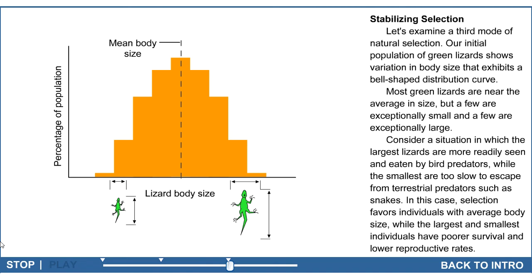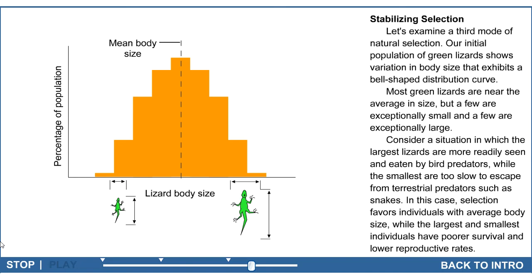Let's examine a third mode of natural selection. Our initial population of green lizards shows variation in body size that exhibits a bell-shaped distribution curve. Most green lizards are near the average in size, but a few are exceptionally small and a few are exceptionally large. Consider a situation in which the largest lizards are more readily seen and eaten by bird predators, while the smallest are too slow to escape from terrestrial predators, such as snakes.